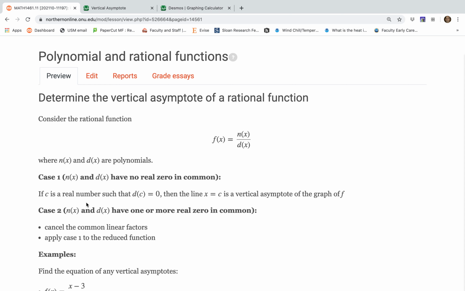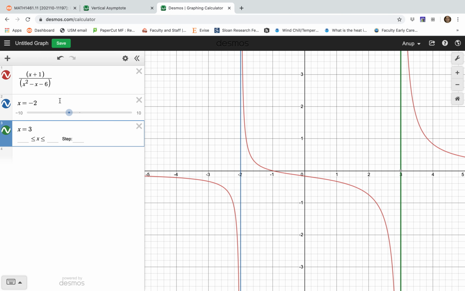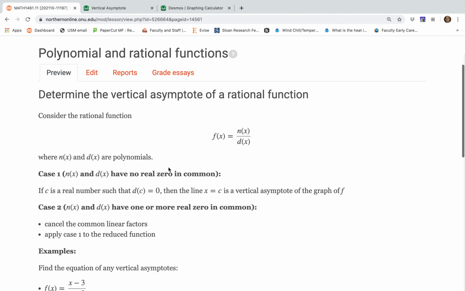That's how we say: if the numerator and denominator polynomials have no real zeros in common, and you have a real number where the denominator is 0, then the line x equal to that real number is a vertical asymptote of the graph of f. You can see in this particular example, the denominator polynomial is 0 at x equal to -2, right? So that's why, even on the graph, x equal to -2 is the vertical asymptote.